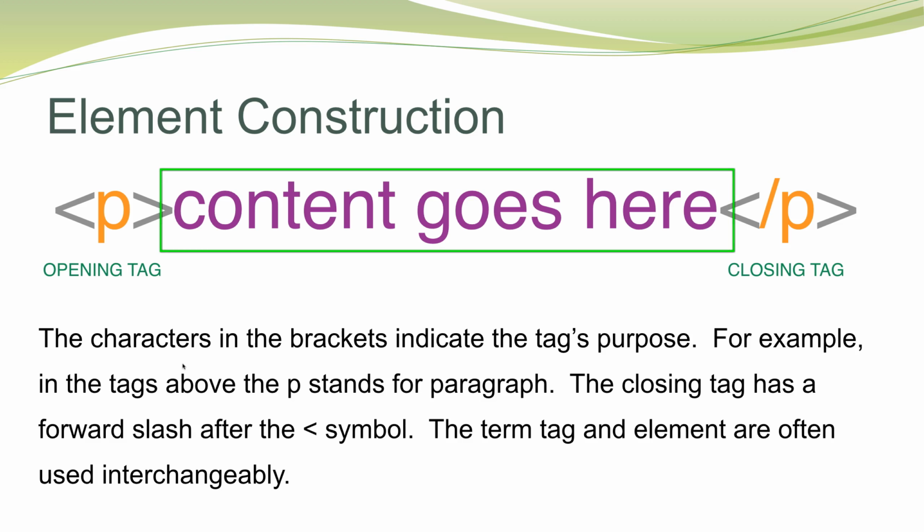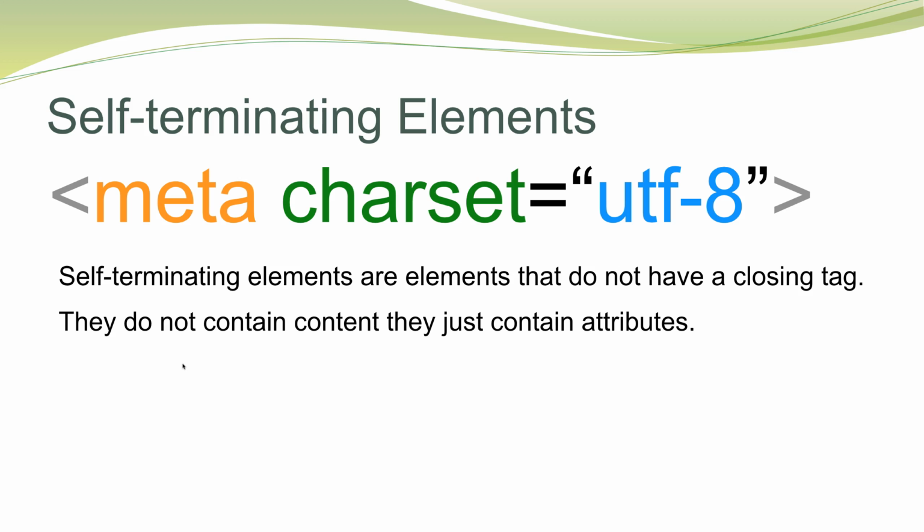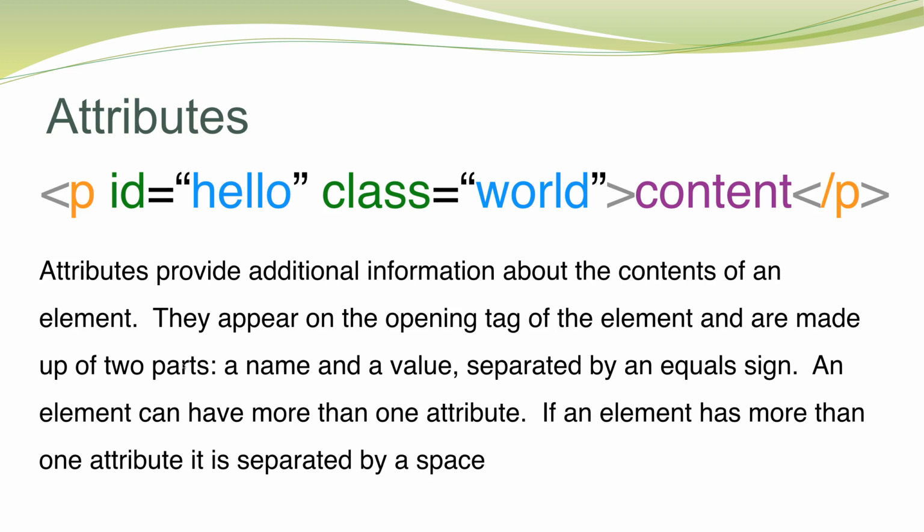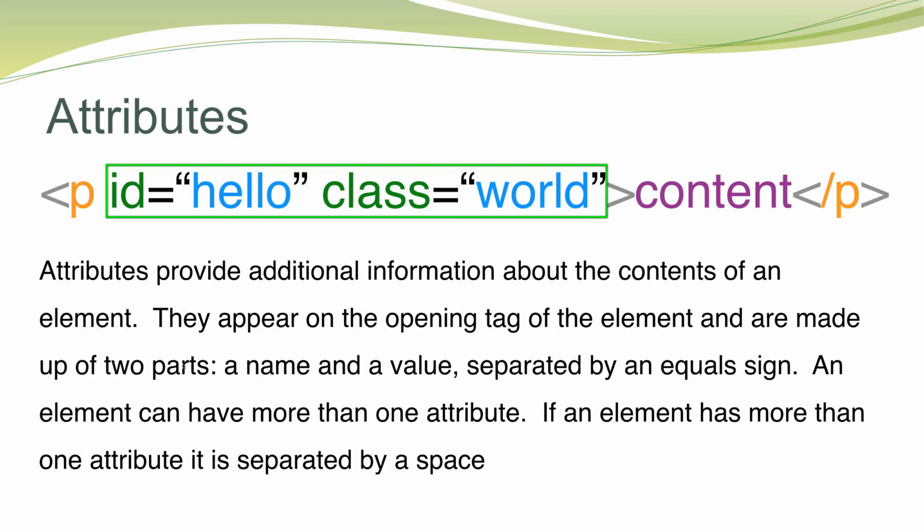In later lessons, we will look at different types of elements, but for now, let's just understand what an element is. Not all elements have an opening and closing tag. Some elements are self-terminating, meaning they do not have a closing tag, and they do not contain any content. They just have attributes. Attributes provide additional information about the content of an element. They appear in the opening tag of the element and are made up of two parts, a name and a value, separated by an equal sign. An element can have more than one attribute. If an element has more than one attribute, they are separated by a space.